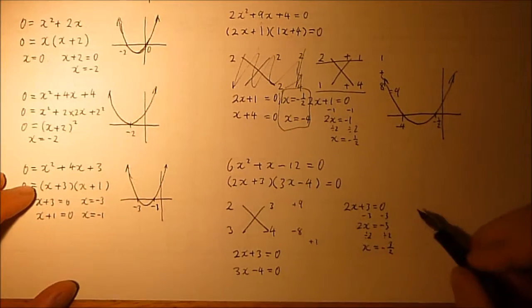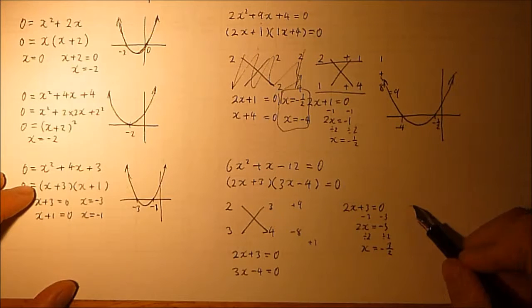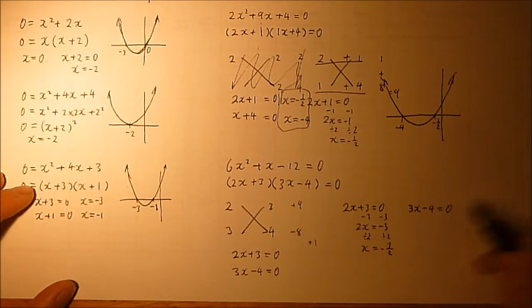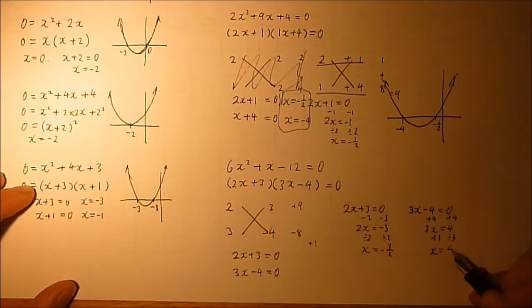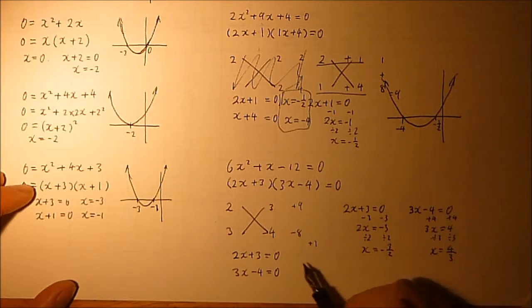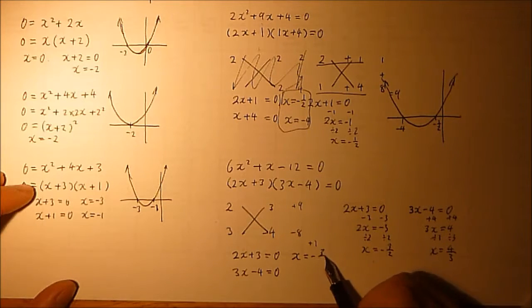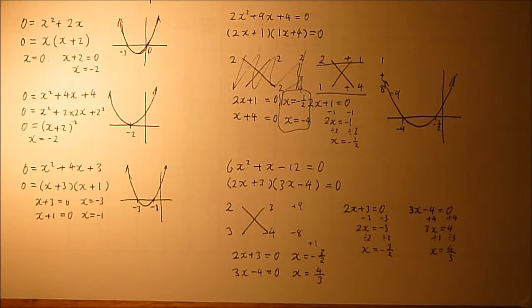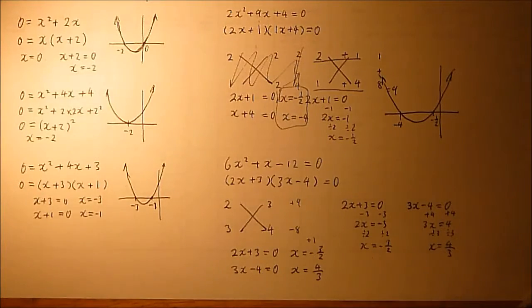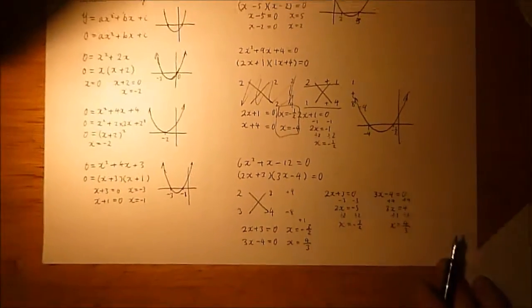And the second one, 3x minus 4 equals 0. We add 4 to both sides. We have 3x equals 4. And we divide both sides by 3. And x equals 4 over 3. So these are our two possible solutions. In the first case, x equals minus 3 over 2. And in the second case, x equals 4 over 3. And here is the answer.